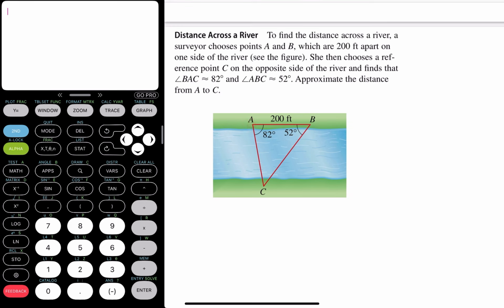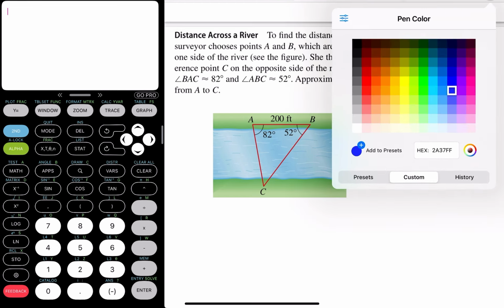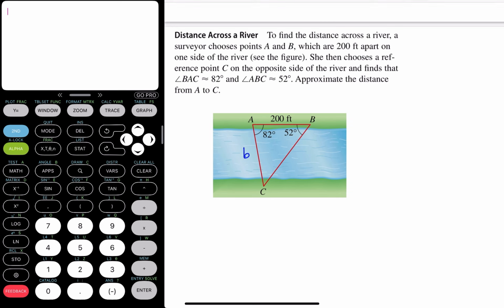She then uses a reference point C on the opposite side of the river, and finds that the angle BAC is 82 degrees and ABC is 52 degrees. Approximate the distance from A to C. So we're trying to find this little b. That's the one that we want to find, right?